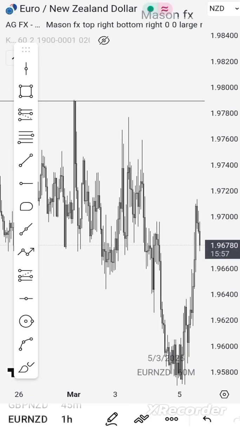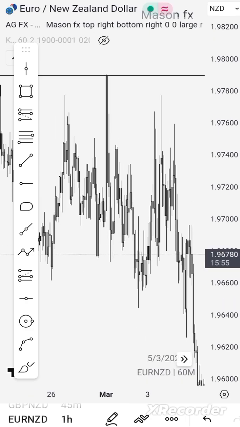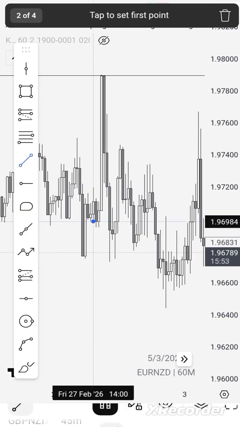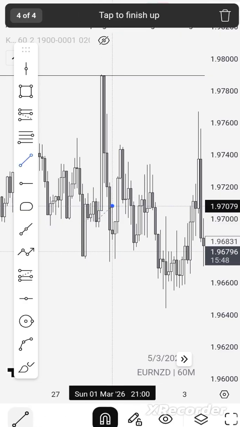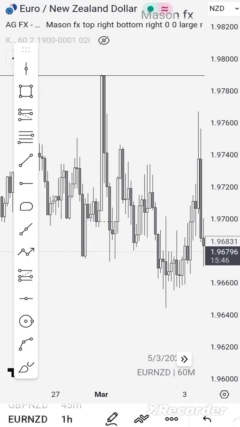Now let's check if we have a breakout on 1 hour. Now we have a breakout. This is the breakout on 1 hour. We have a breakout here on 1 hour. Can you see?